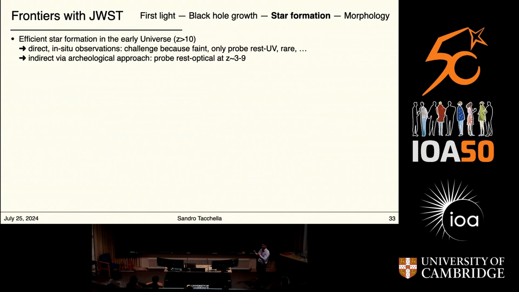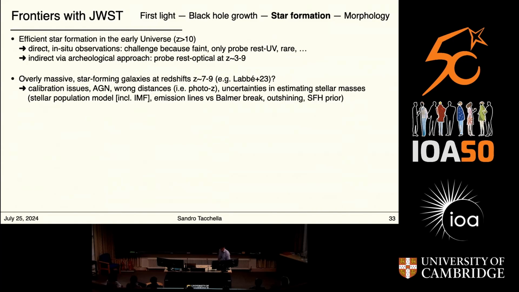So you can also go the other way. You can do this indirect approach, where you say, well, let's go to redshift 3 to 9, where we have access to the rest-frame optical, and we can basically do this look-back approach, the archaeological approach, and try to understand how much stellar mass it actually formed up to that epoch. And so we started to do this. There are these overly massive galaxies that have been claimed very quickly in the first 2 months by Ivo Labbe. And there, I think, there have been actually many issues with this work.